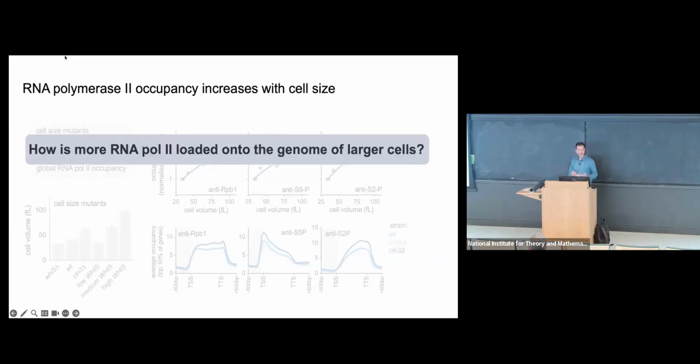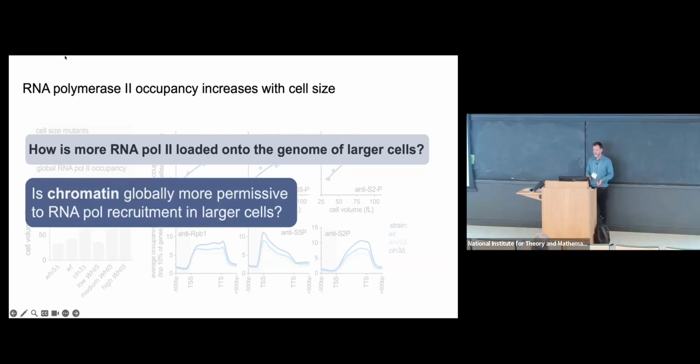So why does a cell load more RNA polymerase II on the genome? One possibility, I'm in a biology department, so I realize the chromatin should be explaining all this stuff, is that something changes about the chromatin as the cell gets bigger, maybe it gets looser, more open, and that makes it more permissive for the polymerase to load on, so a higher on rate.